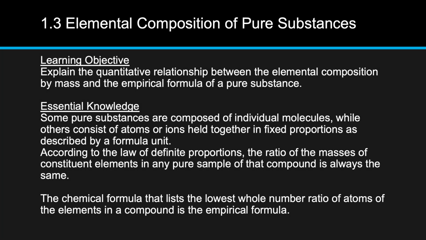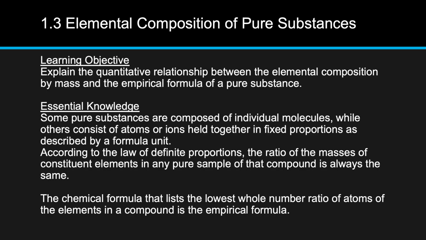All right, hello everybody. This video is going over Unit 1, Lesson 3 of the AP Chemistry curriculum. We are going to be talking about elemental composition of pure substances, and today's learning objective is to explain the quantitative relationship between the elemental composition by mass and the empirical formula of a pure substance.